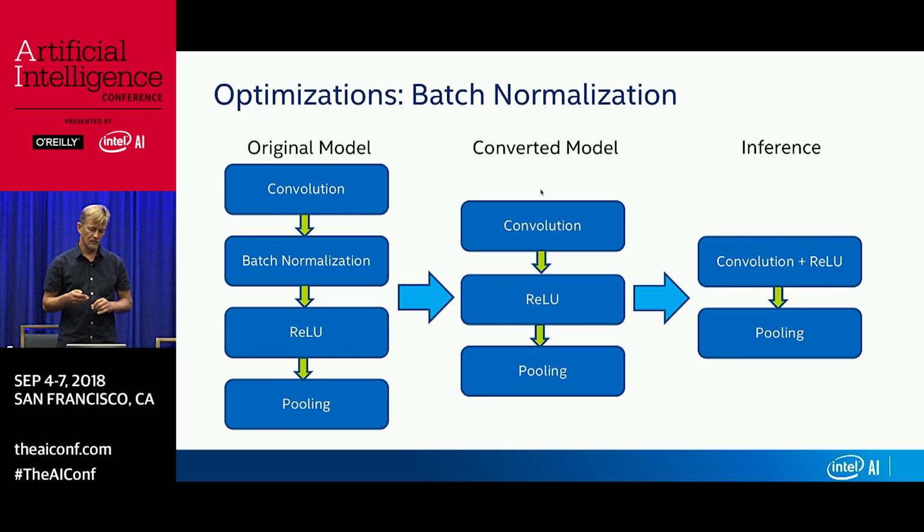So for inference, when this topology is loaded by the CPU plugin, it will choose an optimal kernel for convolution and ReLU and replace these 2 operations with just a single one, convolution plus ReLU. This will help to reduce the number of layers to be executed during inference. Plus, this will save memory, because in this case, you don't need to create an intermediate buffer for ReLU.